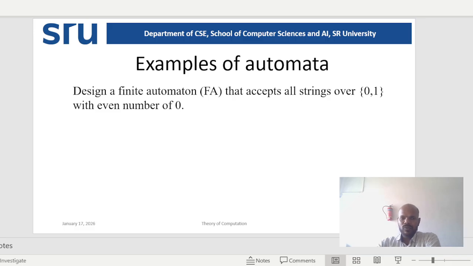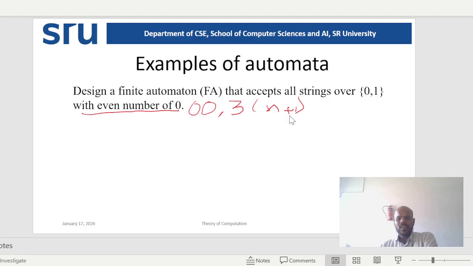Now you see what the condition is: even number of zeros. So even number of zeros means what is the string with minimum length? Double zero is the minimum length. So if you want to accept double zero as the minimum string, how many states are required? Minimum 3 states are required. That is n plus 1, where n is the minimum number of inputs, so plus 1 states are needed.